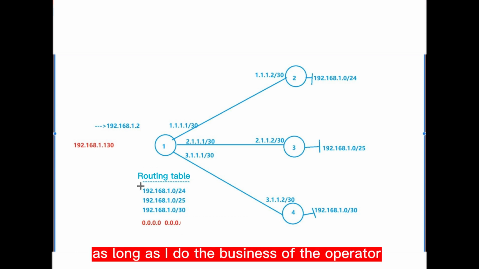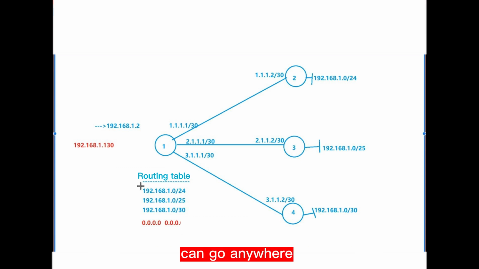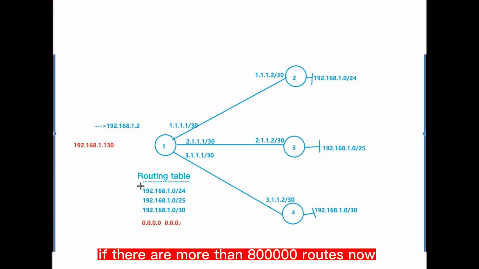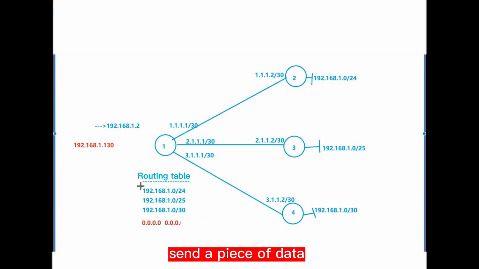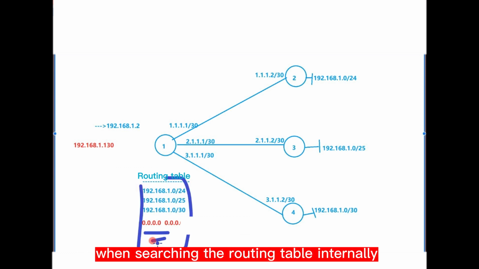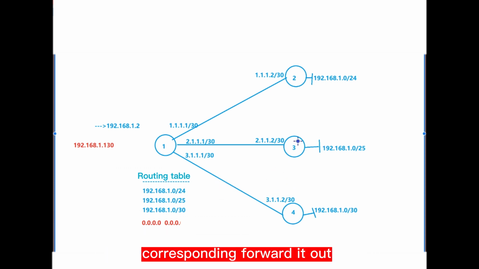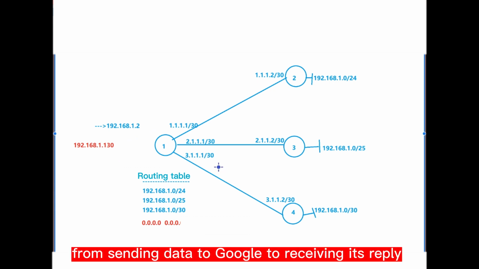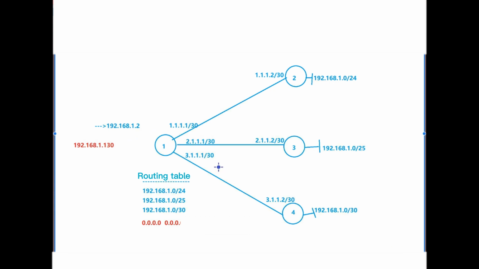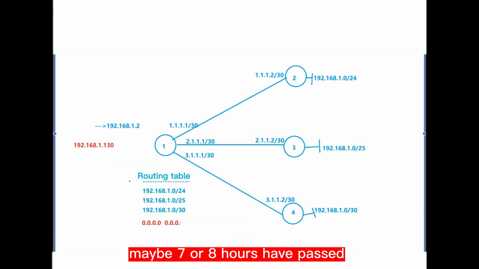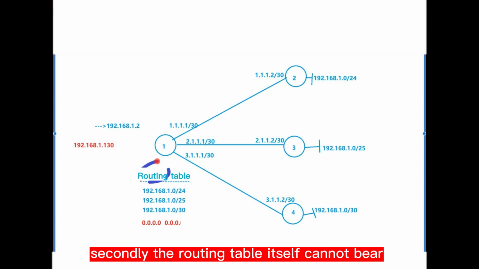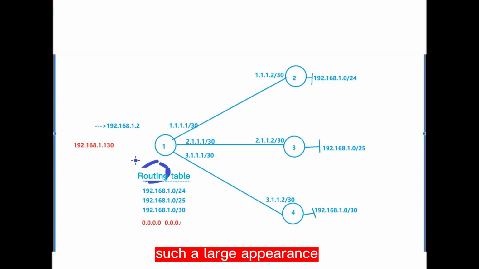Theoretically, for going to the public network, as long as I do the operator's business, we all take the carrier's equipment and can go anywhere from this export device. If there were more than 800,000 routes now, when sending a piece of data and searching the routing table internally, the more than 800,000 routes would be retrieved for the corresponding one to forward out. From sending data to Google to receiving its reply, maybe 7 or 8 hours would have passed, and the data would not have been sent yet.